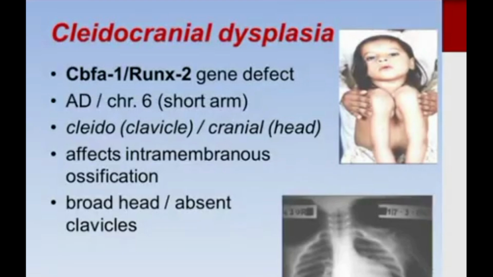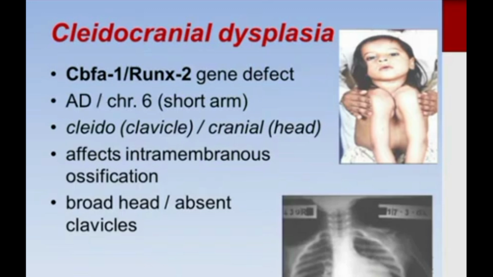Cleidocranial dysplasia is a syndrome which occurs when you have a defect of CBFA1 or RUNX2. It's an autosomal dominant condition which manifests as absent clavicles and cranial malformations. It affects intramembranous ossification. That's why the clavicle and the bones of the skull are affected. Again, you have broad head and absent clavicles.